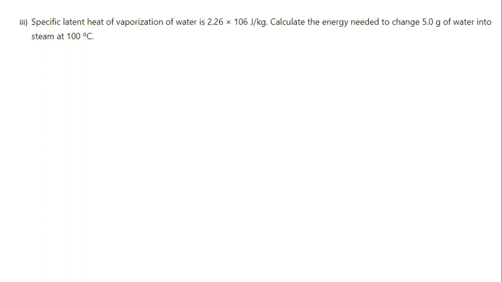Problem number 3 from exercise. Specific latent heat of vaporization of water is given. Calculate energy needed to change 5 gram of water into steam at 100 degrees Celsius.